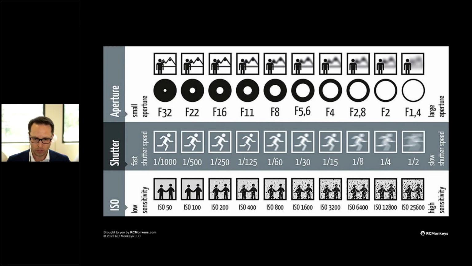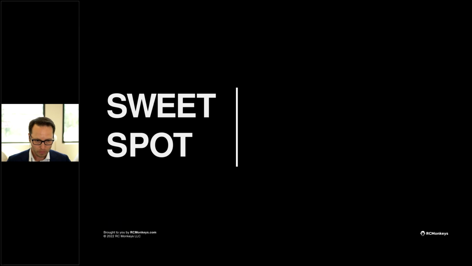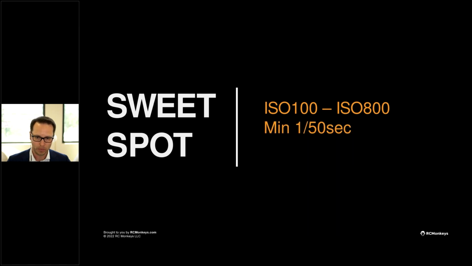So you need to learn how your camera performs in those low light conditions. In terms of the sweet spot, you want to keep your ISO between 100 and 800. I would always start with 100 and try to adjust the other two settings, and then if that doesn't get me to the right exposure, I'll increase the ISO.